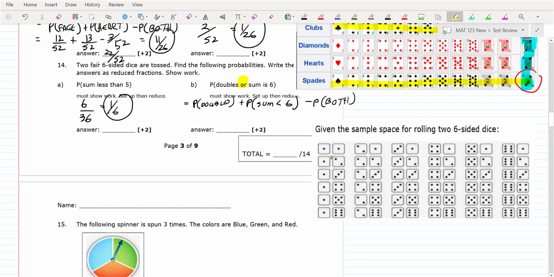Okay, how many ways are there to get doubles? 6, there they are. That diagonal, those are doubles. So that would end up being 6 out of 36. Now I'm going to do the sum is less than 6, so I'll circle these things. It can add up to 2, add up to 3, add up to 4, add up to 5. So the sum less than 6, if you count this, would be 1, 2, 3, 4, 5, 6, 7, 8, 9, 10. So there's 10 ways to get that.